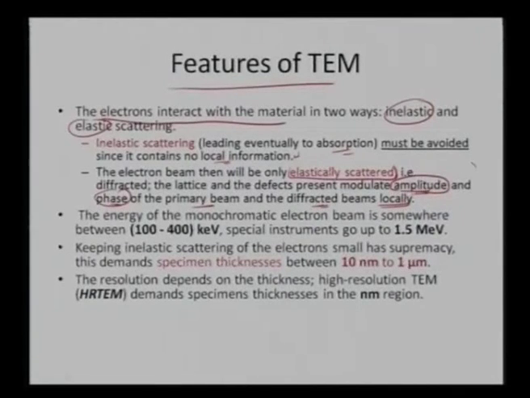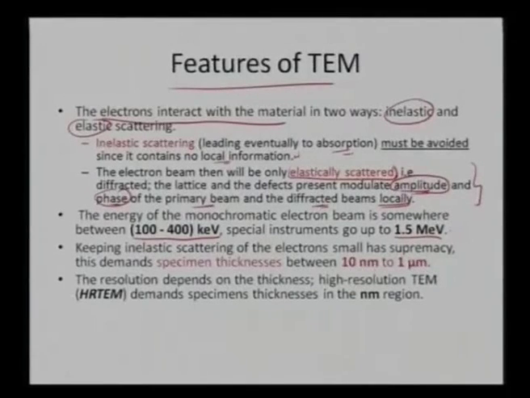There is the advantage of elastic scattering with the material. I need to avoid the inelastic scattering part of it. And again, the energy which I am utilizing in the TEM is approximately 100 to 400 kV, to give me an Ewald sphere which has an inverse radius of 2 picometers.